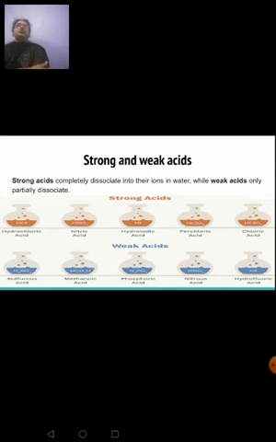You should know what you mean by a strong acid and what you mean by a weak acid. Strong acids are those acids that tend to produce more hydrogen ions in aqueous solution, or they completely dissociate into their ions in water, while weak acids tend to release fewer hydrogen ions in aqueous solution. Or you can say that weak acids only partially dissociate into their ions.